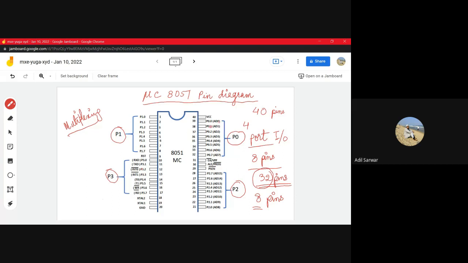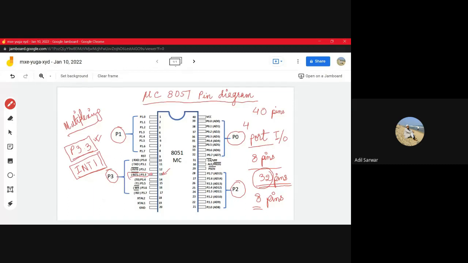Let me take this example of pin number 13, also referred to as port 3.3, the third pin of port 3. If I go by number, it is the 13th pin. You can see that INT1 is written along with P3.3. So P3.3 is a pin of an IO port, so that is one function of it. The second function is that this pin can be used for an external hardware interrupt also.